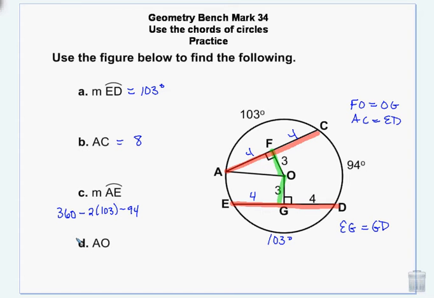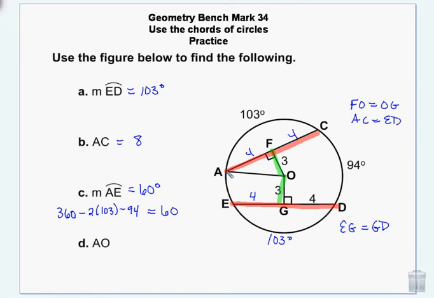Is it 60? See, 360 minus 206 minus 94 is 60. Yeah. Okay, so that's the measure of AE, 60 degrees.